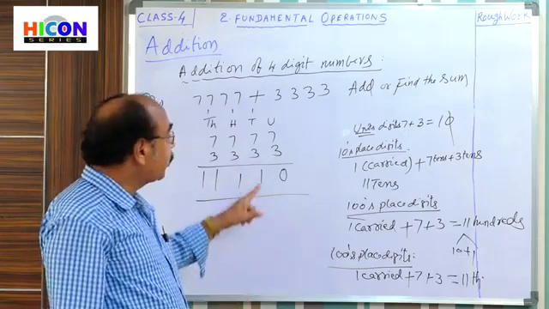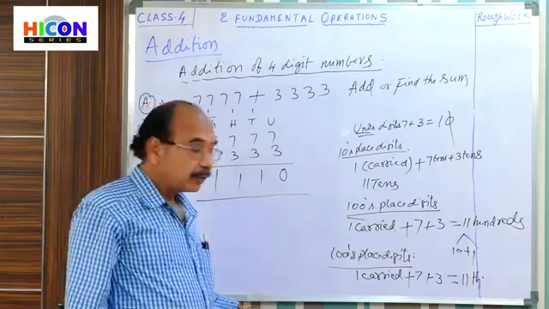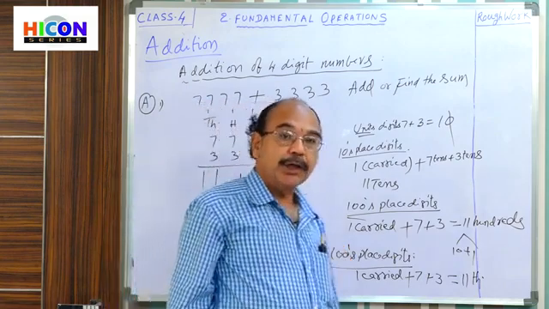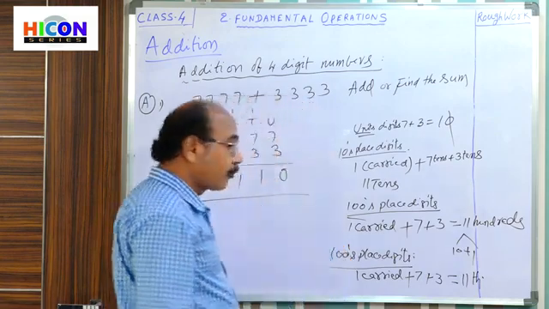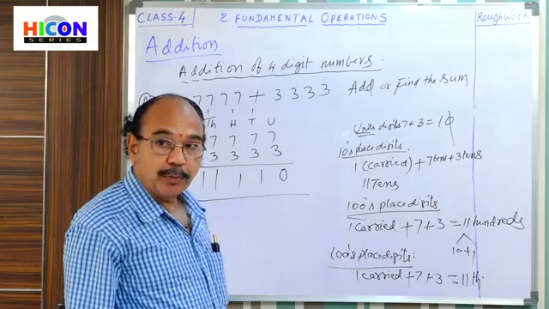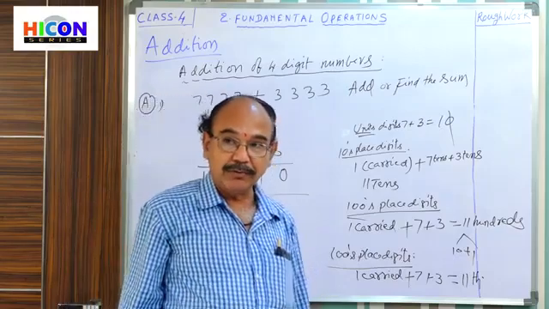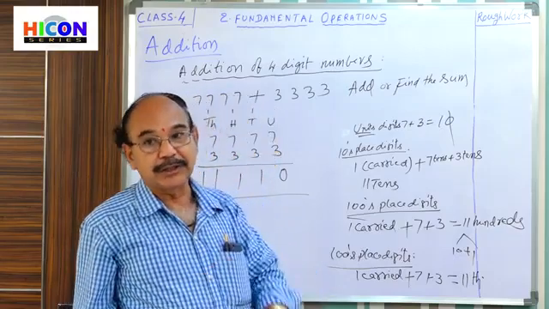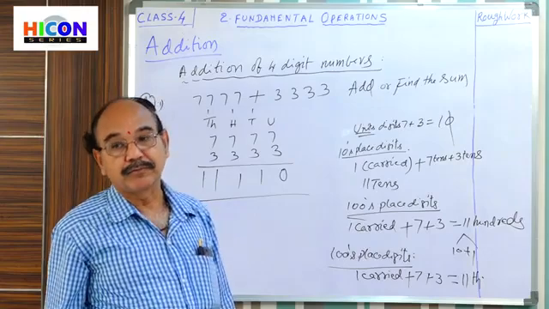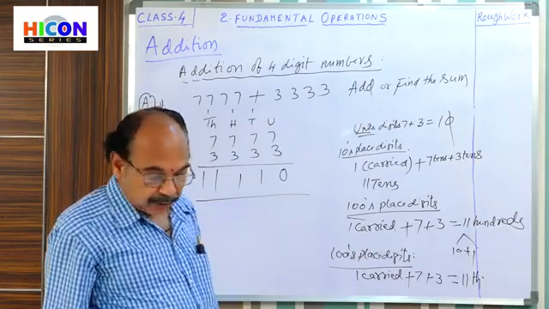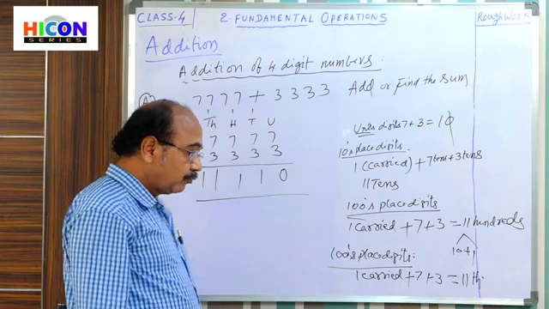Why? Because here regrouping is there. I showed the regrouping. If there is no regrouping, then we get only a 4-digit number. Okay. So one more question.